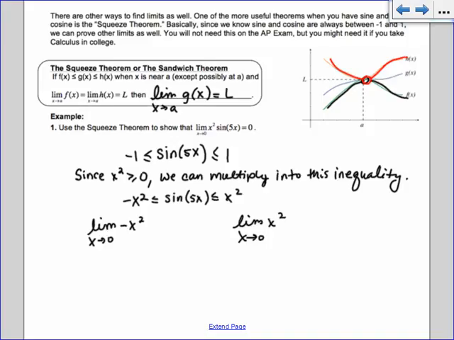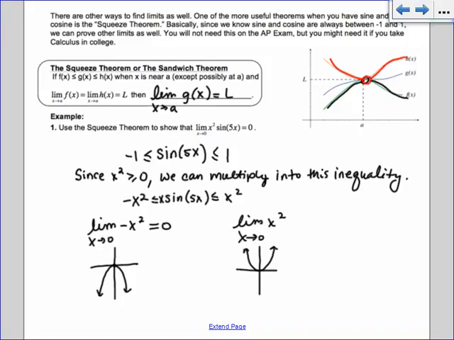So let's think about their graphs. If I have negative x squared, that's just a parabola that starts out at 0, 0 and goes downwards. And positive x squared goes upwards. So when I think about the limit as x goes to 0, I take both my right finger and my left finger and I trace closer and closer to 0. And what do both of them go to? 0.